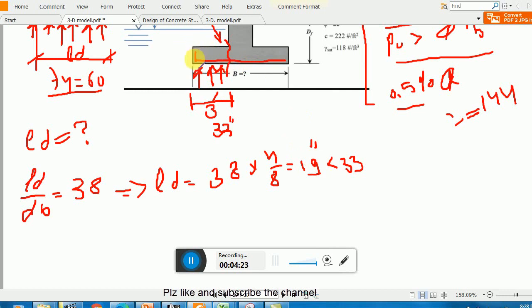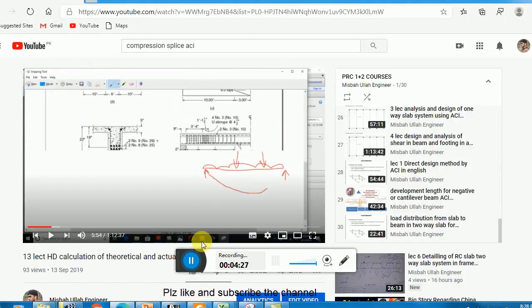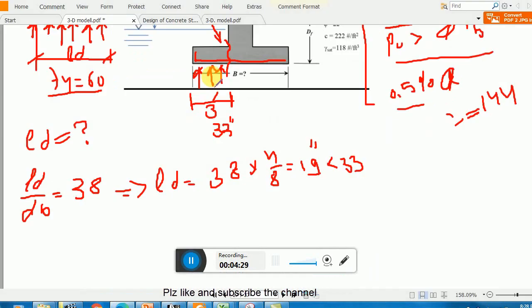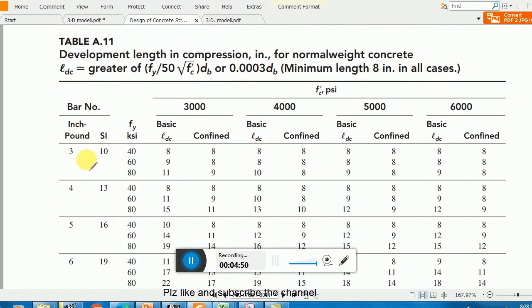If this is greater, then we have a different arrangement. We provide a proper hook. This hook should be designed, and how to design it, I recorded these lectures regarding this hook design. If it is not satisfied, then there are other arrangements. We have to change the bar size, or we have to increase this overhang portion. So there are many arrangements we can do in these calculations.